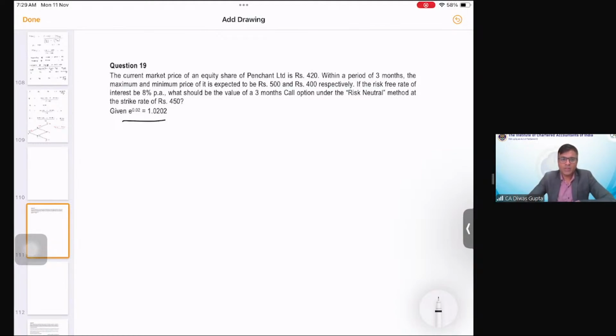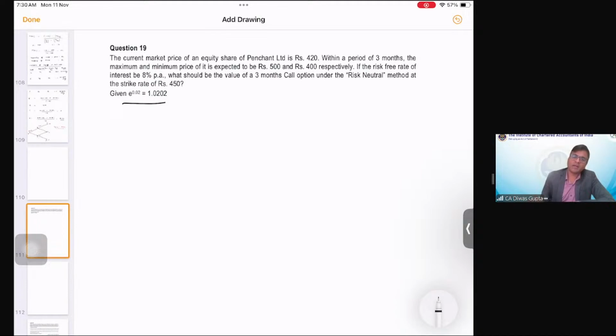Now, students, if you see, this question is a very simple question. So, under this question, we are finally required to calculate the value of the call option, right? The value of the call option means the premium of an option. Again, the premium of an option will mean whatever expected payout the option writer will expect, at least that much premium the writer will expect. Clear? So this is again a question on risk neutral method.